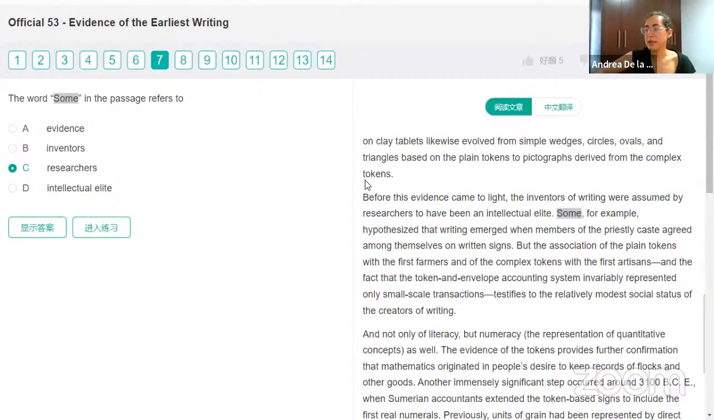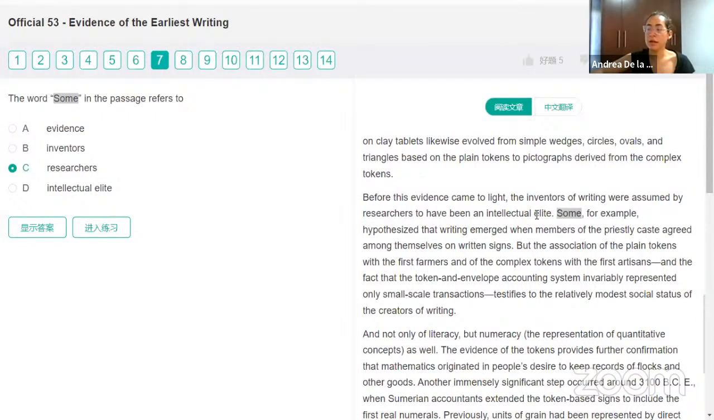Y empezamos reemplazando. Por ejemplo, sería some evidence, for example, hypothesized that writing emerged. ¿Alguna evidencia planteó la hipótesis? La evidencia no plantea la hipótesis, sino las personas. Entonces, no. Some inventors hypothesized that writing emerged when members of the priestly caste agreed. Podría ser. Pero acá dice, antes de que esta evidencia aparezca, los inventores del writing eran asumidos por los investigadores que eran la élite, ¿no?